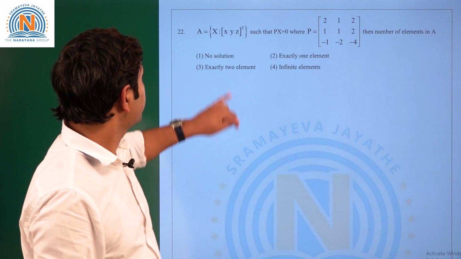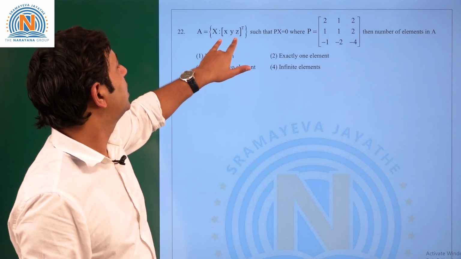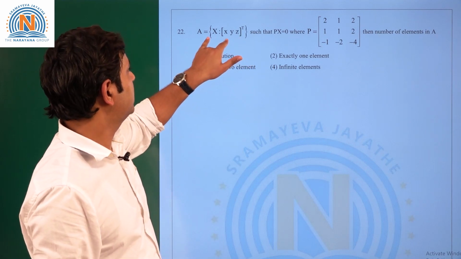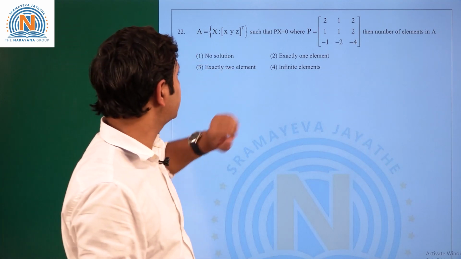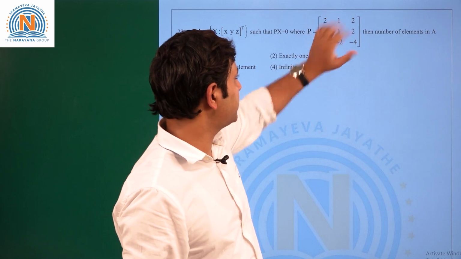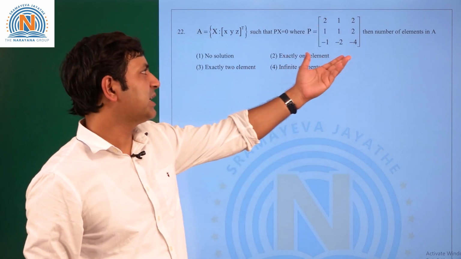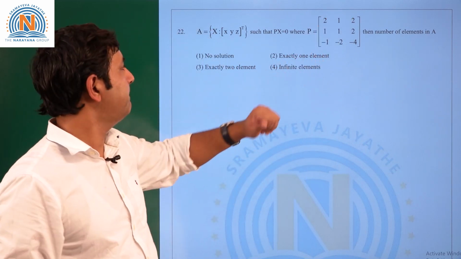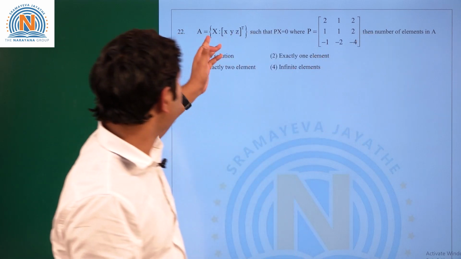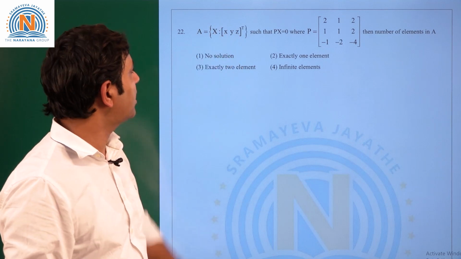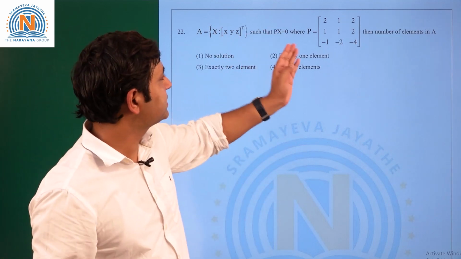Here's the next question. Here we have a matrix X, and capital A is the set of all such matrices X such that Px is 0, where P is this matrix. This matrix might be different from what actually came in the exam. Let's still move forward. The number of elements in A is, how many such X are possible such that Px is equal to 0.